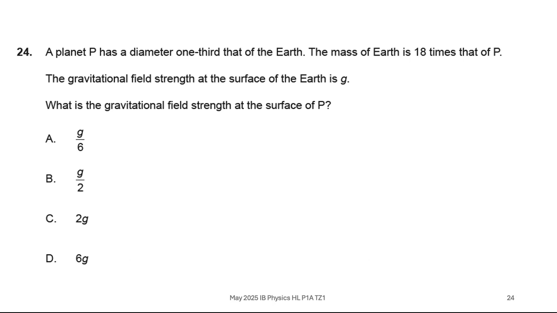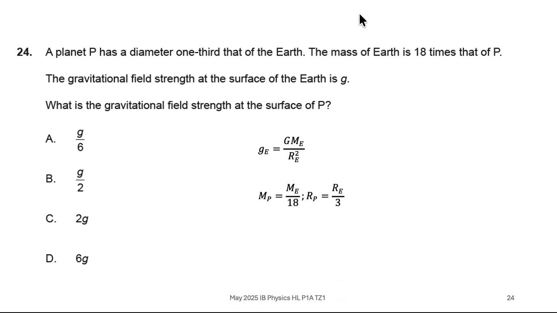Okay, so we've got planets with different diameters, and we've also got planets with different masses. We're looking at our gravitational field strength on the surface, and remembering that gravitational field strength is given by GM over r squared. So I've said g_E is the gravitational constant G, which we're going to forget about later, times the mass of the Earth over the radius of the Earth squared.